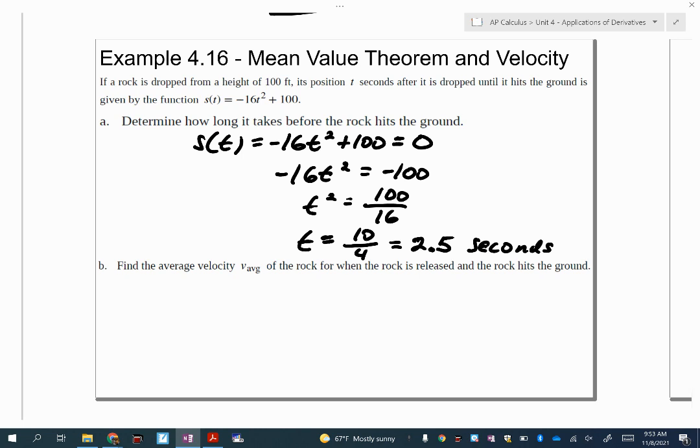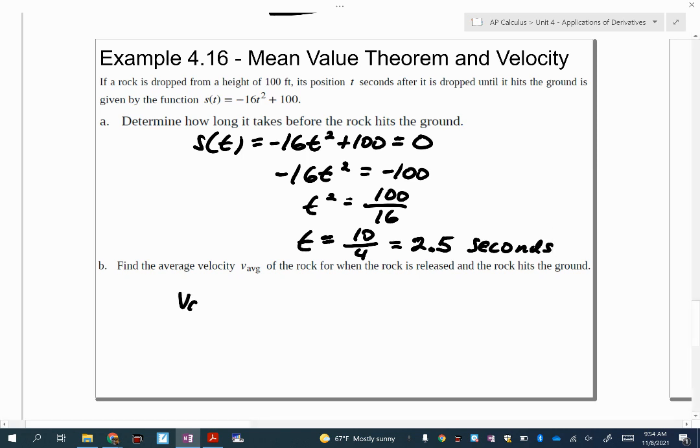Okay, now let's move into something we talked about earlier on in this calculus class. It says, find the average velocity of the rock from when the rock is released to when the rock hits the ground. So we know that the rock is going from 100 feet to 0 feet in 2.5 seconds. So if I take the change in the distance and divide that by the change in time, that will give me the average velocity for this rock over this 2.5 seconds.